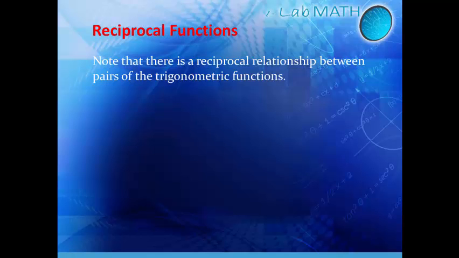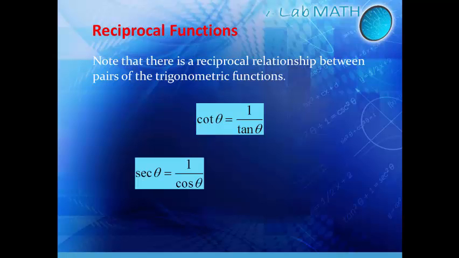We were talking about reciprocal functions. I want you to take a look at this, and please try to remember it. Cotangent again is the reciprocal of tangent. Cotangent theta equals 1 over tangent theta. Secant theta is just the reciprocal of cosine, so secant theta equals 1 over cosine theta. And cosecant theta is just the reciprocal of sine, so cosecant theta equals 1 over sine theta.